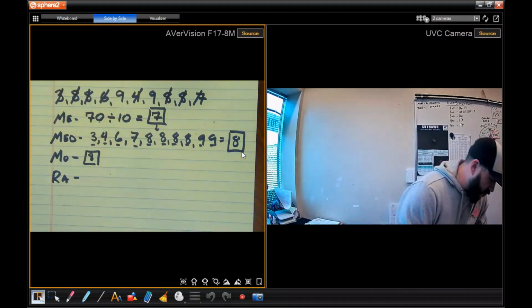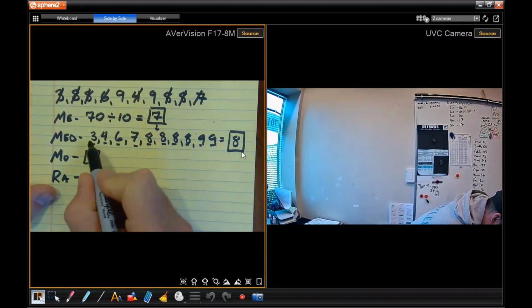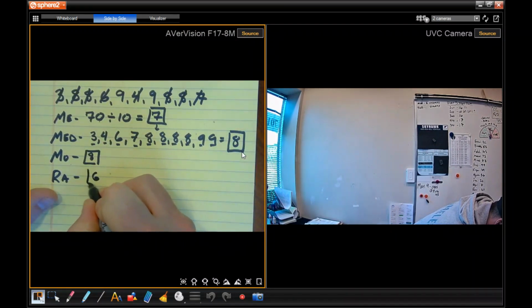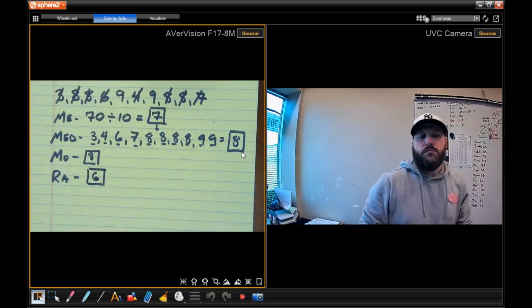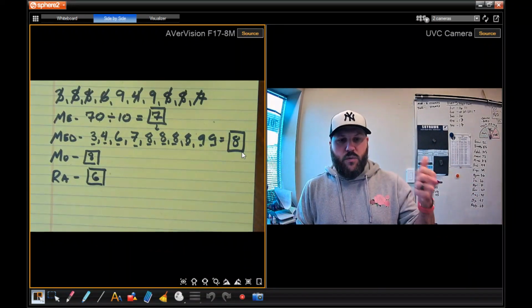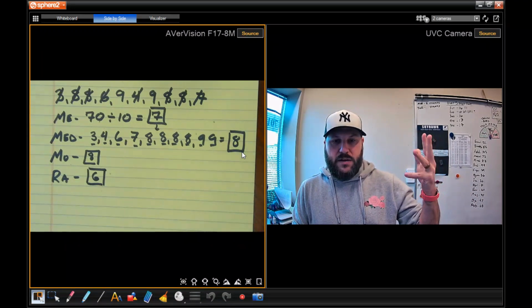Let's look at our range. 9 is the largest, 3 is the smallest, 9 minus 3, our range is 6. Boom. Hopefully we're getting the hang of this a little bit. Range, mean, median, and mode.